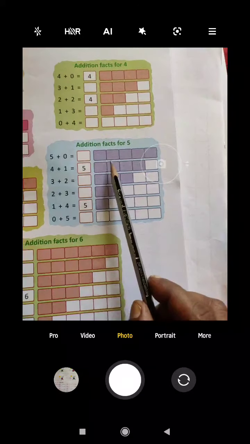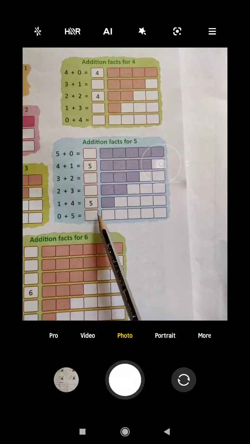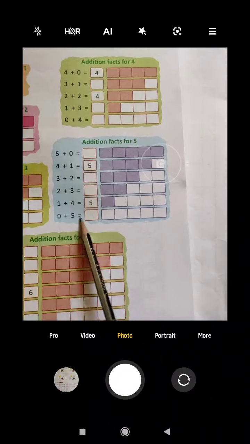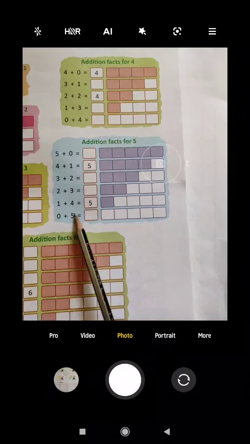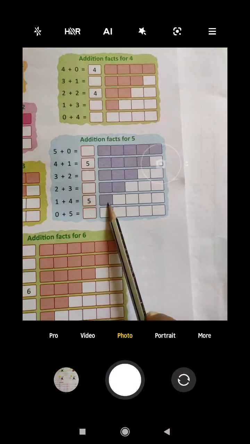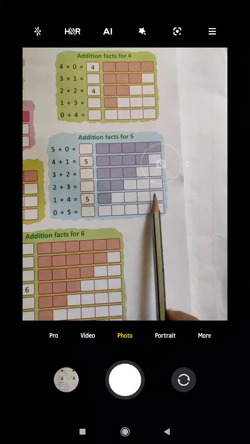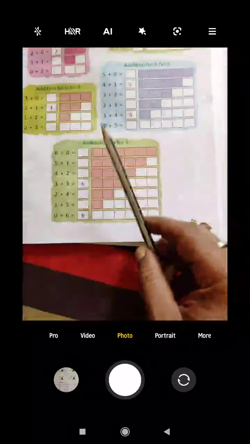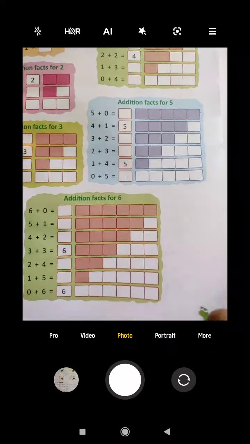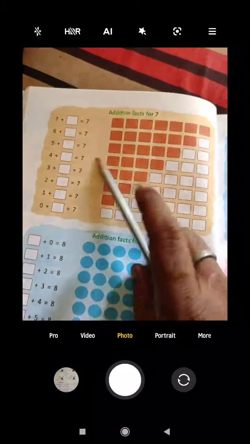Addition facts for 5, you will have to do the same way, and the method also is the same. So 5 plus 0 is given. 0 has been considered as white color. So 5 boxes are there, so 5 plus 0 equals 5. 4 plus 1 is equals 5, and here 1 is given in a different color and the remaining 4 in another color. If you add all this, it will become 5. 6 is also in the same way. So this was the addition facts.